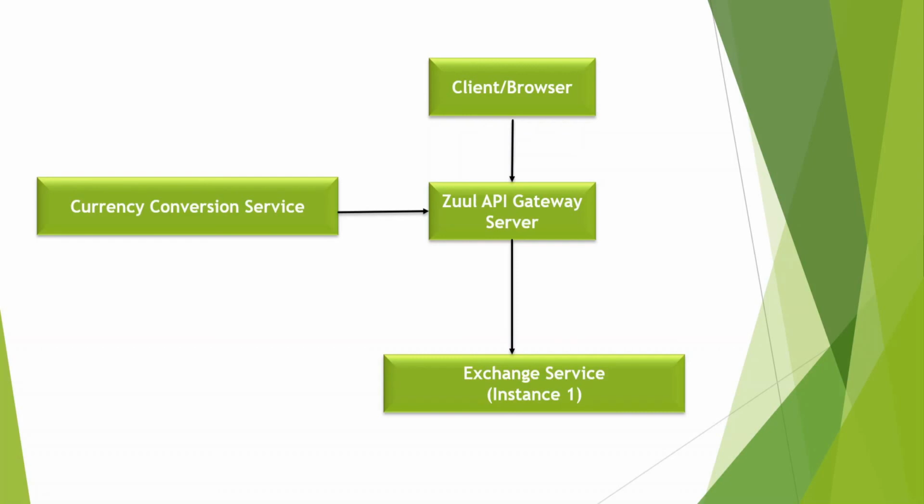Like security; we just saw the example of the logging filter, but you can implement the security layer also. You can implement monitoring and management too, like the actuator and all, that is required for all microservices. So this is all about the Zuul API gateway server.